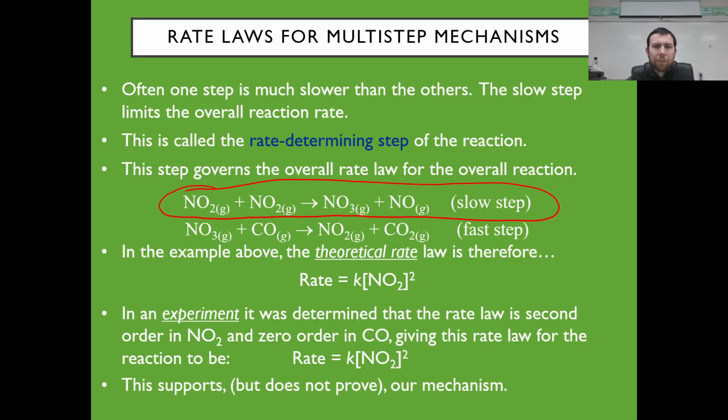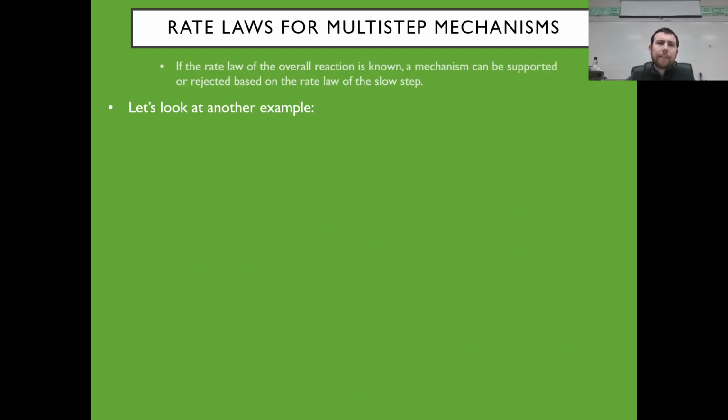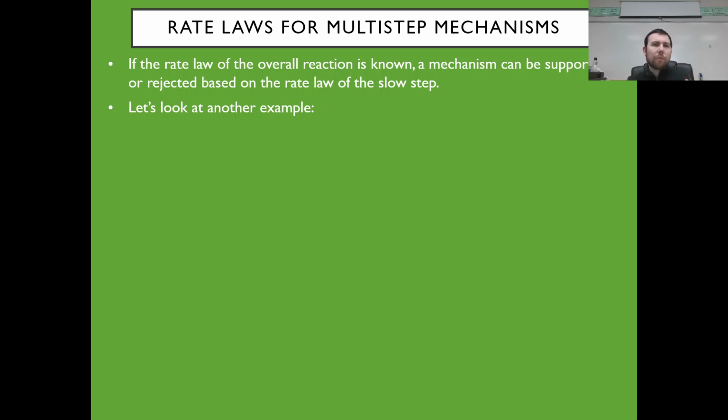All right, let's take a look at a different example. If the rate law of the overall reaction is known, we can use that information to determine whether or not a mechanism can be supported or rejected based on the rate law of the slow step in that mechanism. That's what we did in the previous example, and that's what we're going to do in this next one.